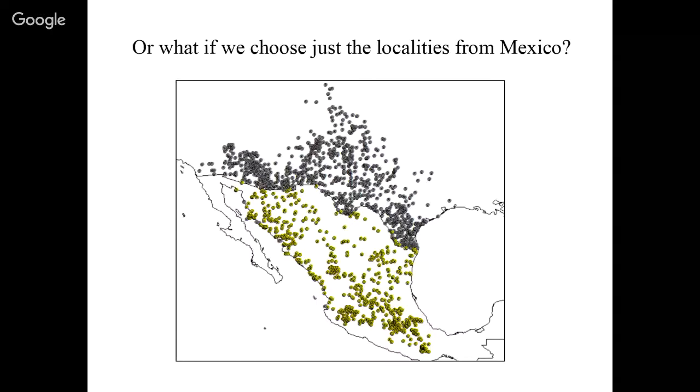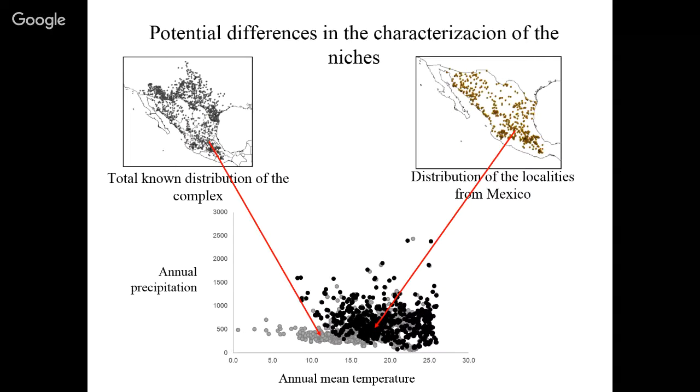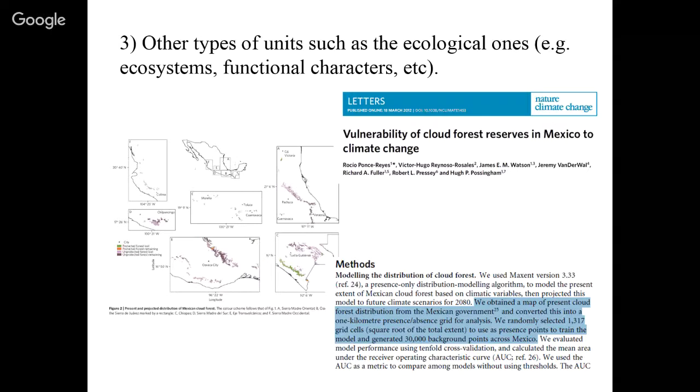Or the same thing as in the previous slide, but now using a country. What about, for instance, if we choose just the localities from Mexico in the case of curvirostre? Again, note the lack of representation, at least in this slide, in colder and drier climates. Well, this is just something that I described briefly.